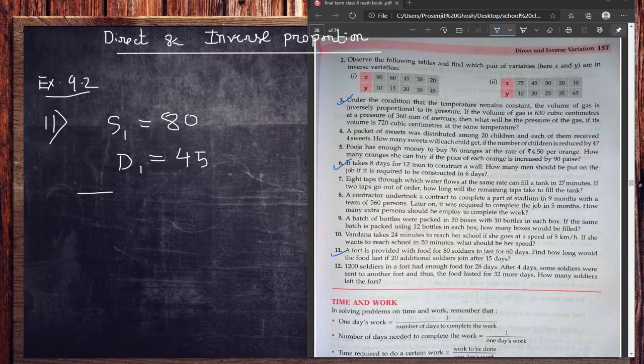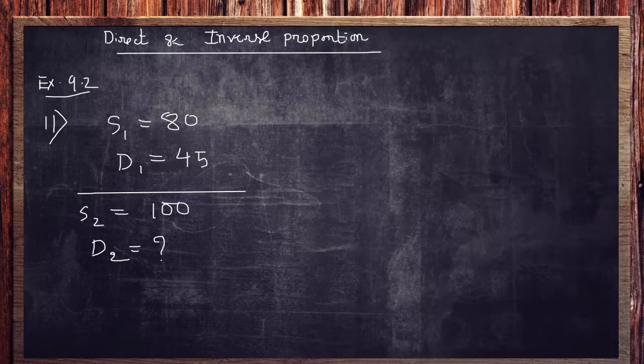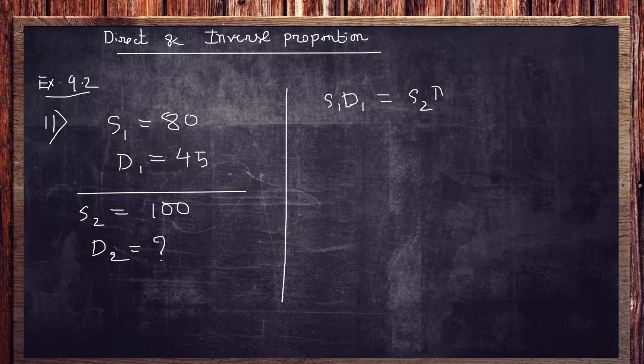Okay. Final soldiers are 100. We know that 80 are already present and 20 more have come. So in total you are getting 100. And we have to find how many days the food will last. So let's see. We got the values. All we have to do is find D2. And as we know, this is totally inverse proportion. So we can say the product will always be constant. So S1 D1 equals S2 D2.